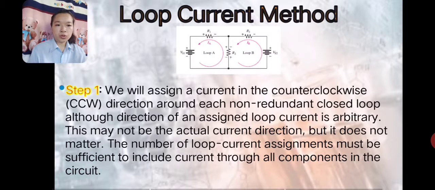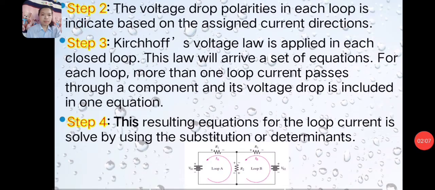The number of loop current assignments must be sufficient to include the currents through all the components in the circuit. For the next step, the voltage drop polarity in each loop is indicated based on the assigned current's direction. But in reality, the current through R2 cannot be separated into two parts. But remember that the loop results are basically mathematical quantities used for analysis purposes only. The polarity of the voltage sources is fixed and not affected by the current assignment.